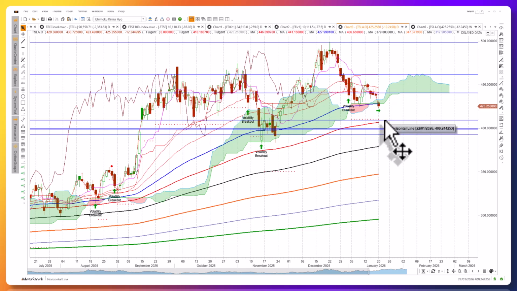Keep an eye on those AI generated volatility trading stops, and also look for any more signals on this particular chart.